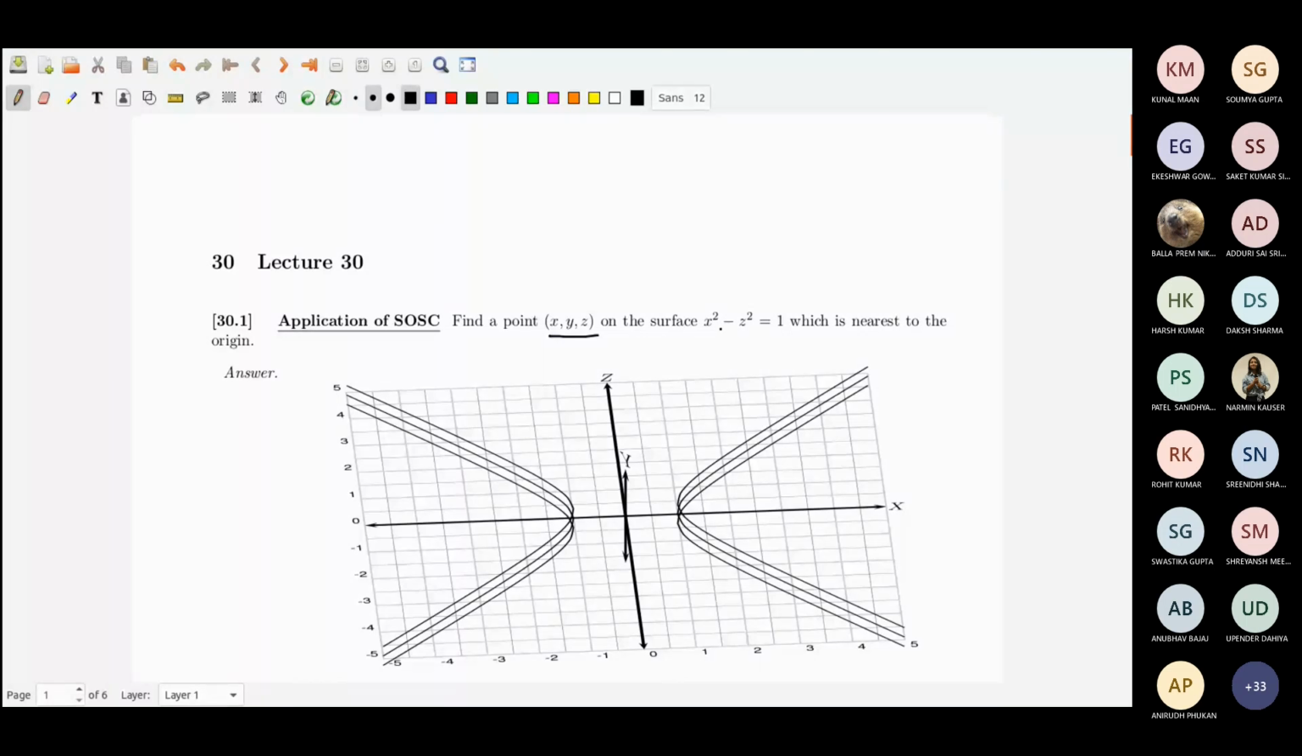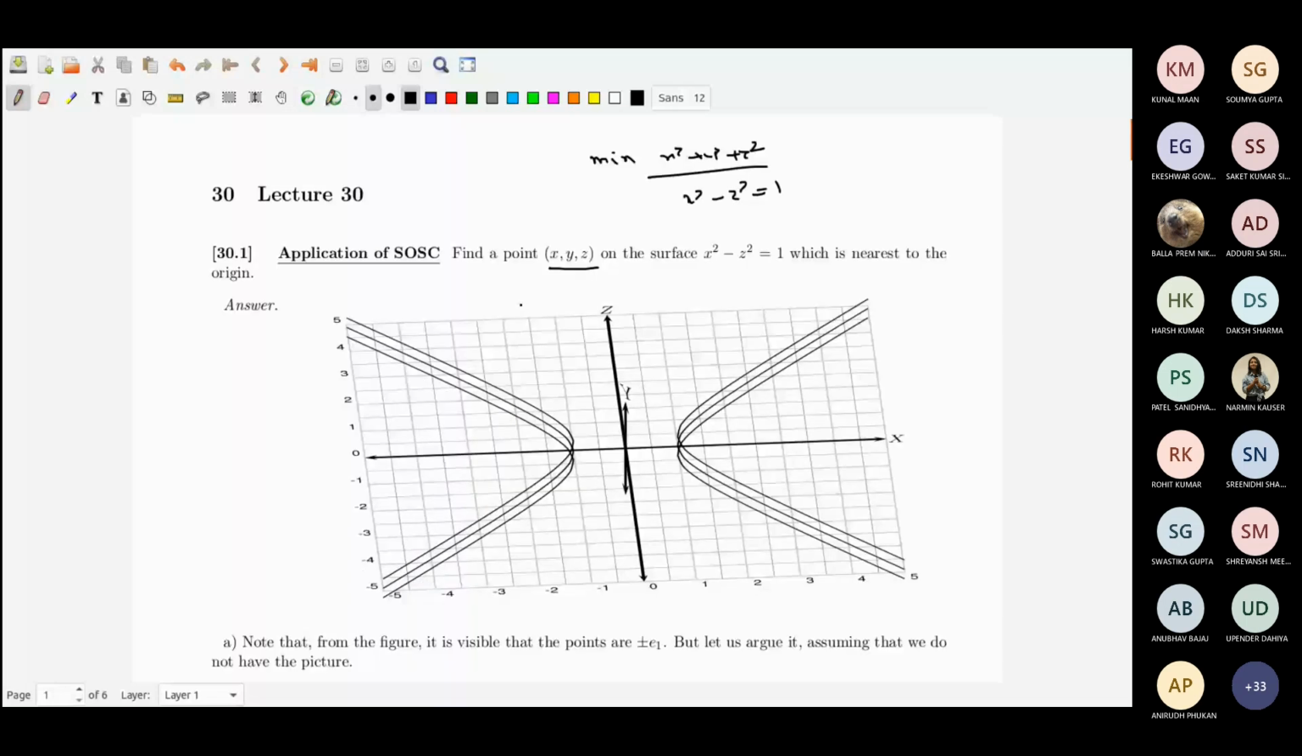So basically it would say minimize x square plus y square plus z square subject to x square minus z square equal to 1, something like that. Okay, so if you really want to see the picture, you can see the picture. Those are like hyperbolic surfaces, right? So that's what you would see.